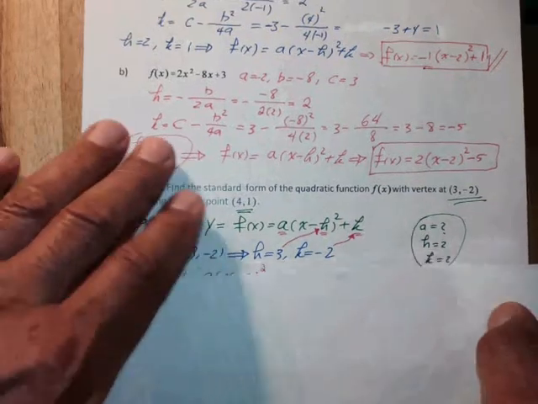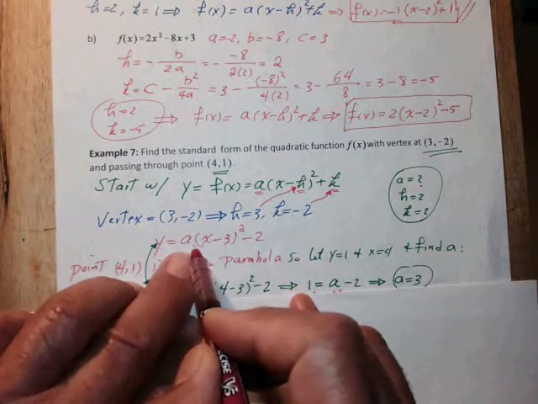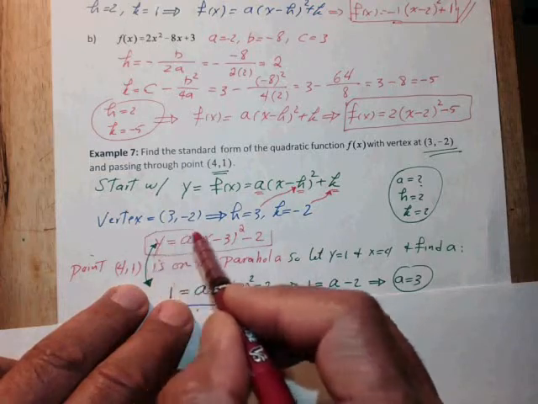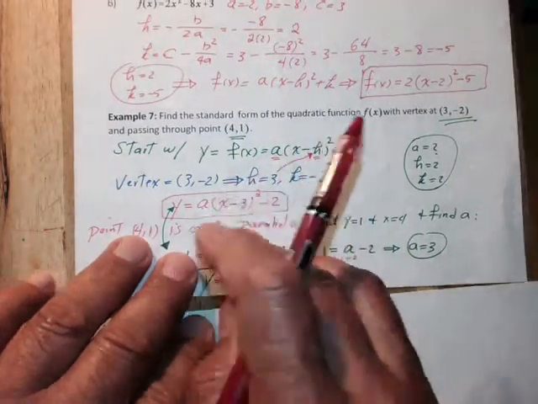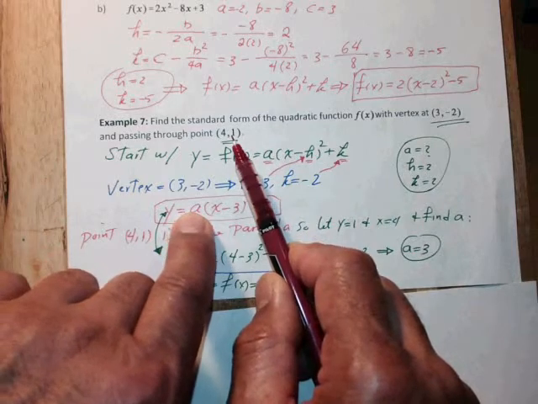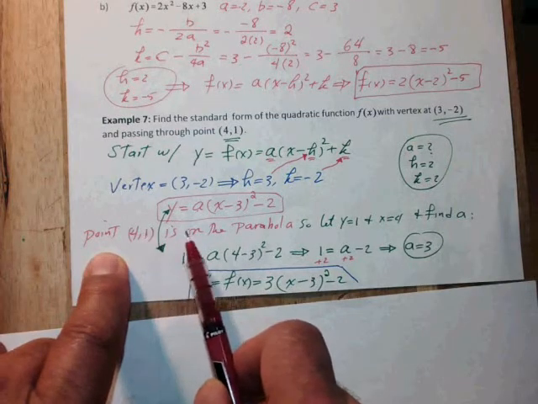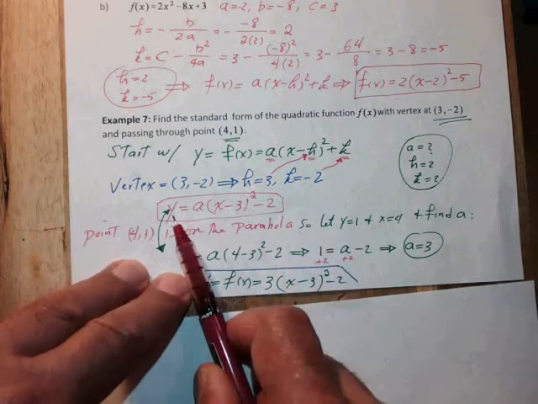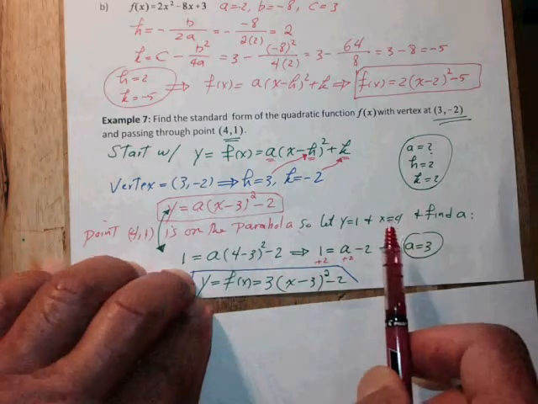So this formula, the green one, becomes this: y equal to a times (x minus 3) squared minus 2. Am I done? No, because we have to find a. To find this a, I use this extra information given to me. The point (4, 1) is on the parabola. That means if I replace y by 1 and x by 4, then I can solve for a.